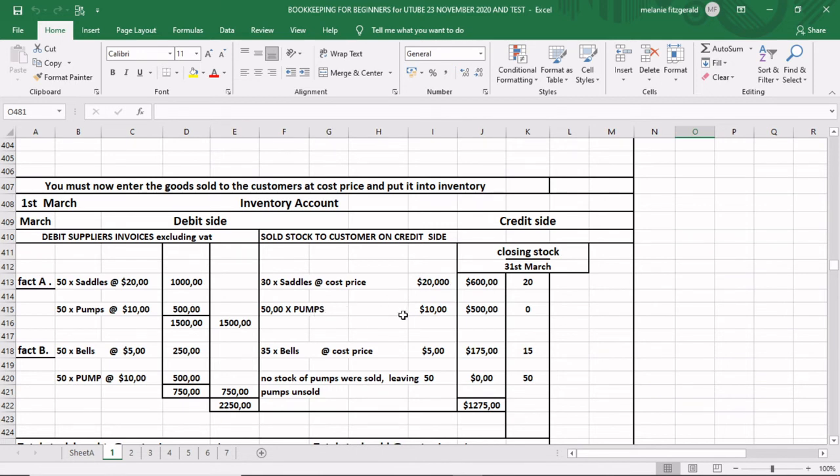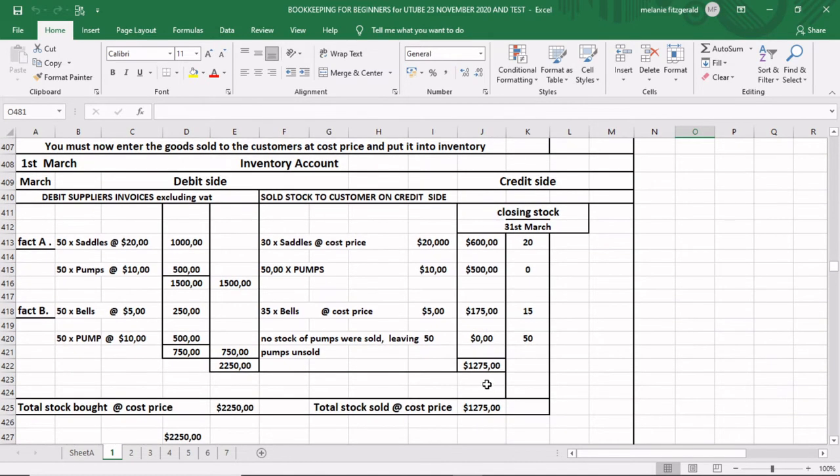We sold 50 pumps at $10 each. We sold 35 bells at $5 each. We added that all up, and it came to $1,275 worth of stock that we sold. Here we see the closing stock. Now, the closing stock is a record. It basically tells us how much stock we got left after we've sold all this.